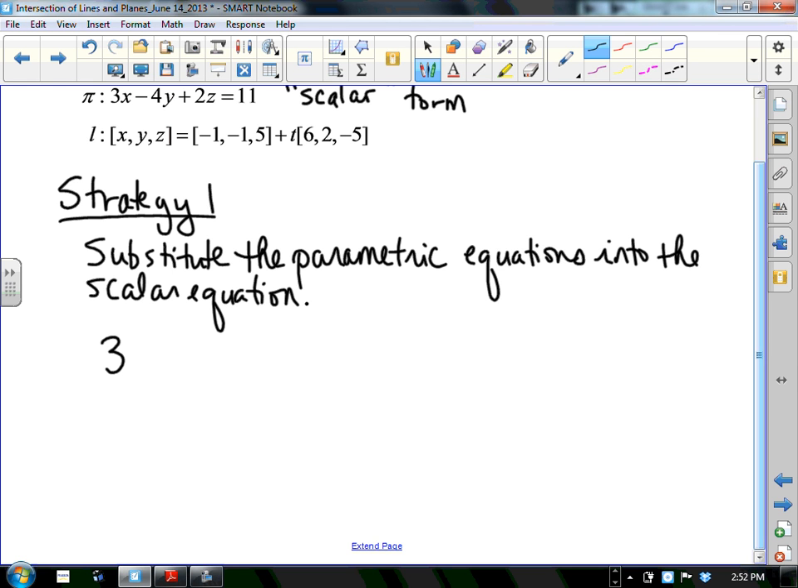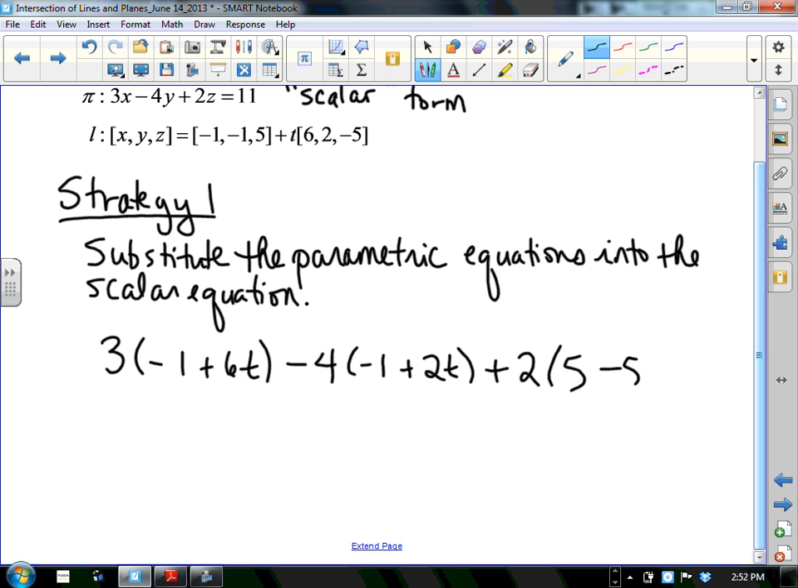Notice that for the 3x term, what we'll need is the parametric equation, that is the x component from the vector equation for the line. That would be minus 1 plus 6t. Take a moment to see where I'm drawing that from. Minus 4 times y. The y in this case is minus 1 plus 2t. And then lastly, plus 2 multiplied by the value of z, which is 5 minus 5t. And that's all equal to 11.